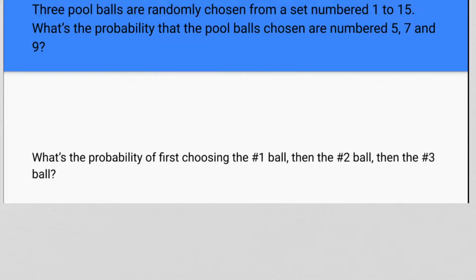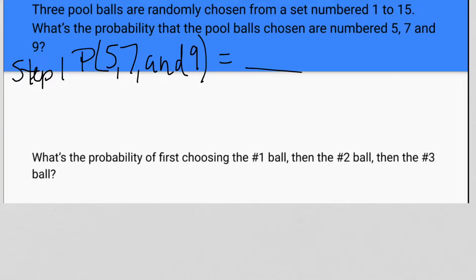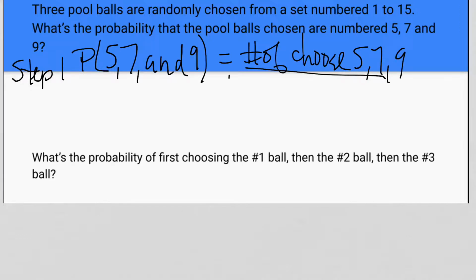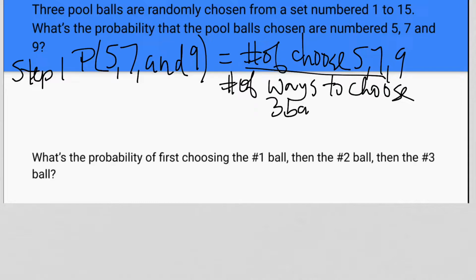So our first step is to figure out, okay, what is going to be the setup of our fraction. So first, step 1, you want to know what's the probability of getting a 5, a 7, and a 9. So we need to figure the number of ways to choose 5, 7, and 9. And then on the denominator, the number of ways to choose 3 balls out of the 15.